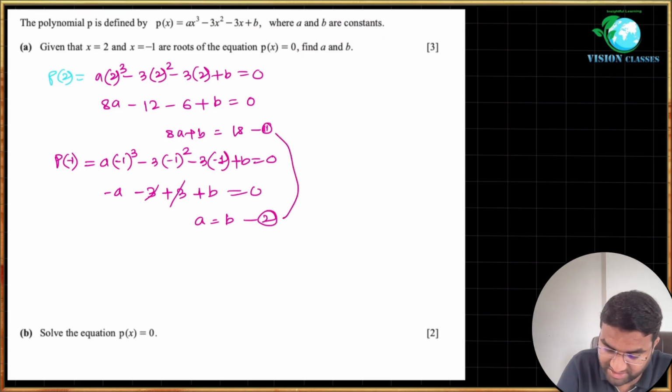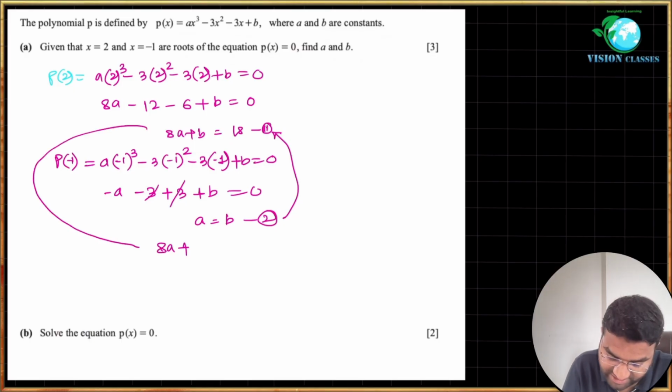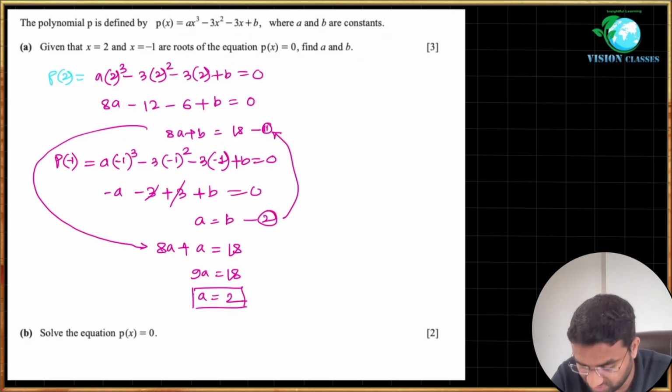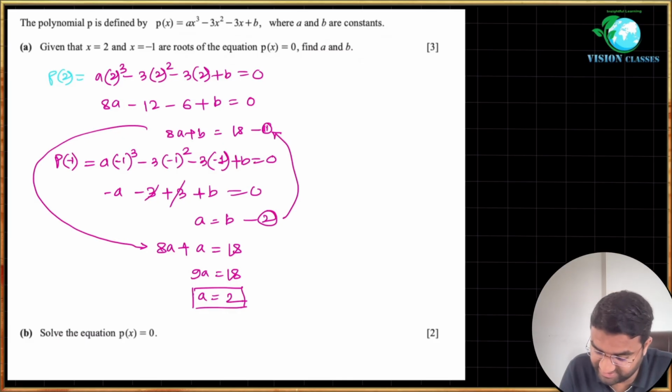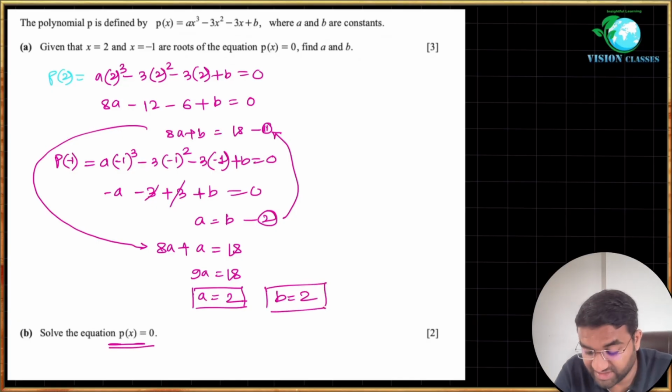All right, from equations 1 and 2, what will we get if you substitute a is equal to b? From this one, 8a plus a is equal to 18, 9a is equal to 18, a is equal to 18 by 9, which is 2, right? Means a is equal to 2. All right, means simply b is also 2. Fine. Now we have to solve this p of x is equal to 0.